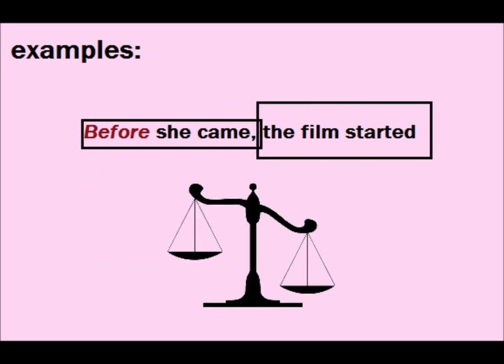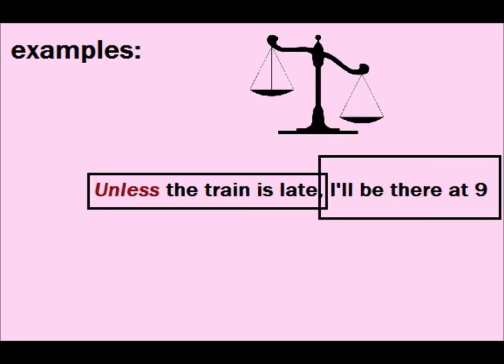What can be seen in these examples is that one sentence or one clause is subordinating and the other one is subordinated. That is to say, the clause that contains the subordinating conjunction is the subordinated clause. In this case, before she came is subordinated to the larger clause, the film started. In the second example, unless the train is late is the clause that is subordinated to the larger clause, I'll be there at 9.